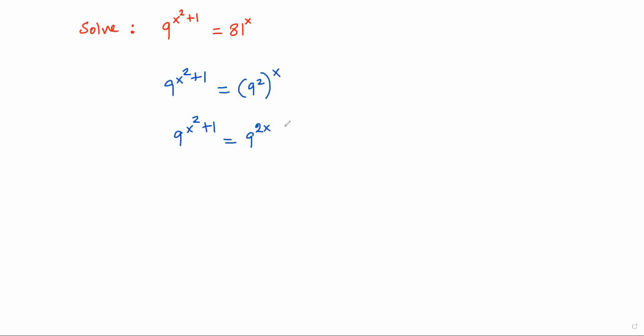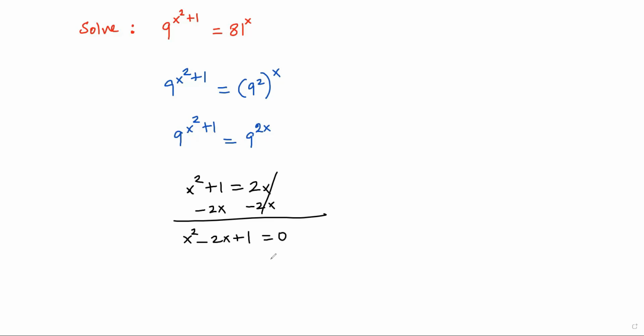Okay, now we have the same base on the left side and right side, that is 9. So since two terms are equal with the same base, we can equate the exponents. So when I equate the exponents, I'll be getting x² + 1 equals 2x. Okay, so now I subtract 2x from both sides. Then this 2x and negative 2x will cancel out. And on the left side, I'm getting x² - 2x + 1 equals 0.